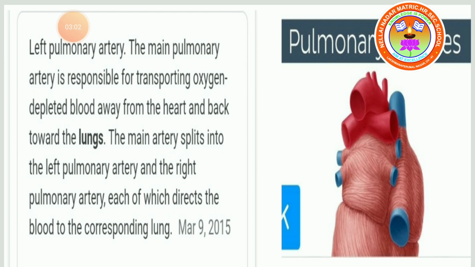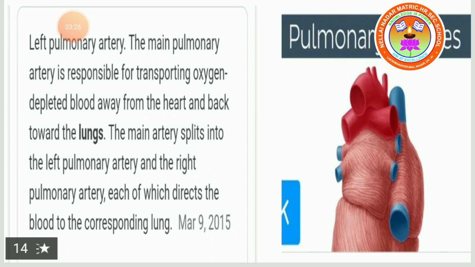Next one, the pulmonary arteries. The main pulmonary artery is responsible for transporting oxygen-depleted blood away from the heart and toward the lungs. The main artery splits into the left pulmonary artery and the right pulmonary artery, each of which directs the blood to the corresponding lung.